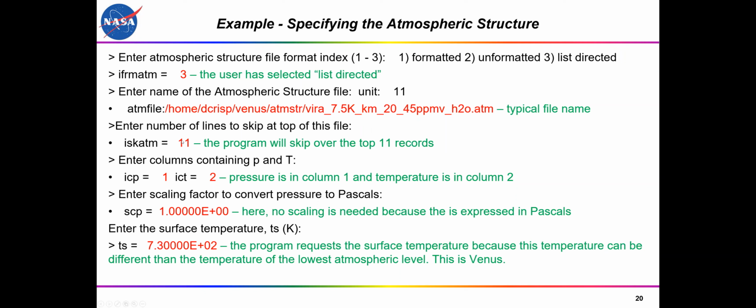I'm going to skip 11 records at the top of the file. I'm going to read pressure and temperature out of columns 1 and 2. I'm then going to scale the pressures by 1.0 because they were already in pascals. They need to be converted to pascals if they're in hectopascals or bars or whatever. It gives you an option to scale that by a constant.